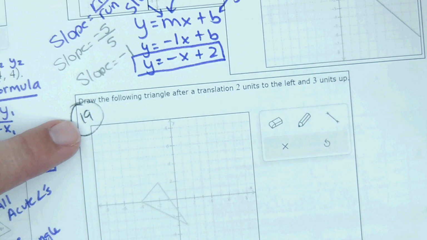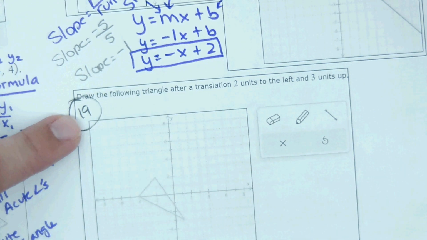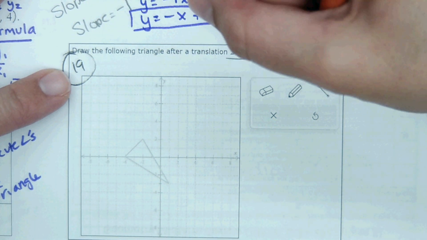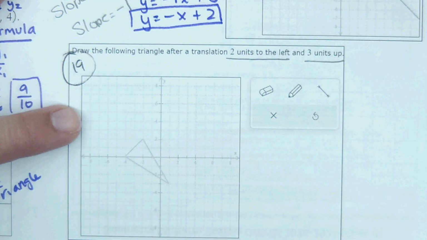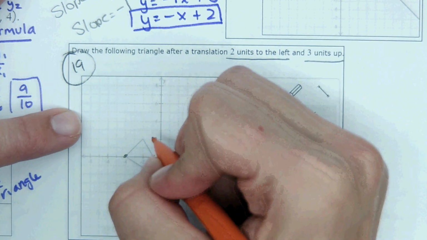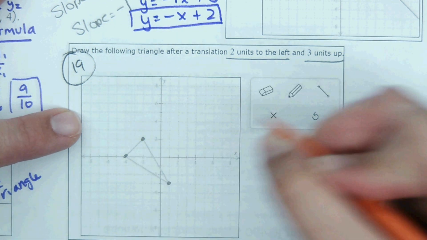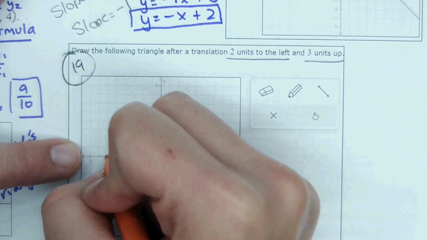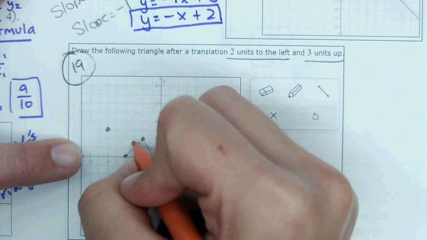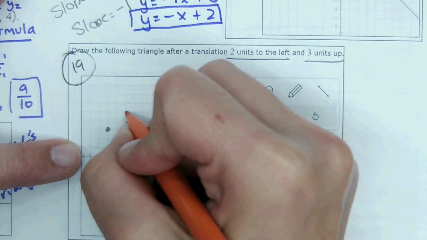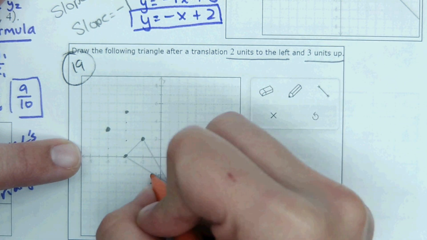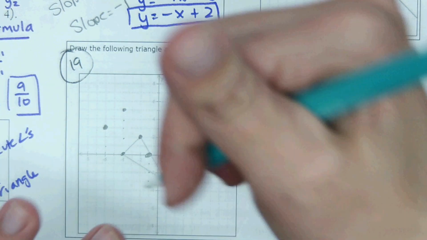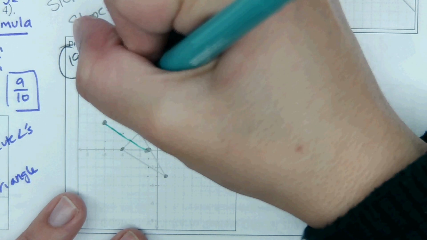Draw the following triangle after translation 2 units to the left and 3 units up. So translation is when you slide it, and these are the instructions: 2 units to the left, 3 units up. What that means is you're moving each point 2 units to the left, 3 units up. So here are the 3 points, and you move each one of them, 2 to the left, 3 up. 1, 2, 3. Right here. And then connect your dots, and this is your new shape.